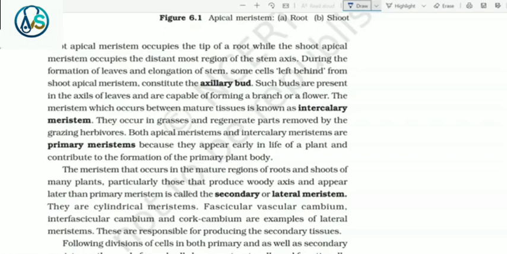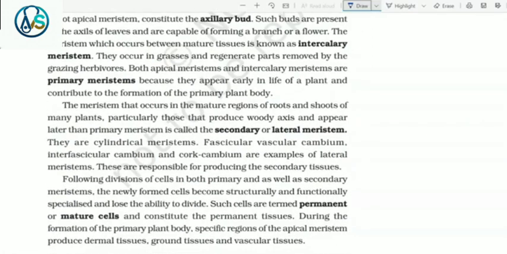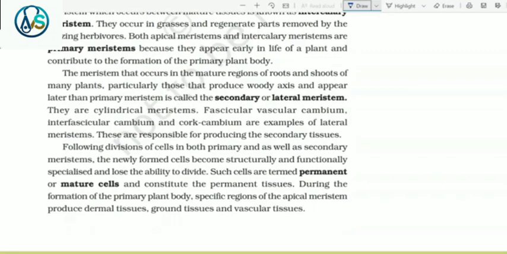stem axis. During the formation of leaves and elongation of a stem, some cells left behind from shoot apical meristem constitute the axillary bud. Such buds are present in the axils of leaves and are capable of forming a branch or a flower. The meristem which occurs between mature tissues is known as intercalary meristem. They occur in grasses and regenerate parts removed by the grazing herbivores. Both apical meristems and intercalary meristems are primary meristems because they appear early in the life of a plant and contribute to the formation of the primary plant body.